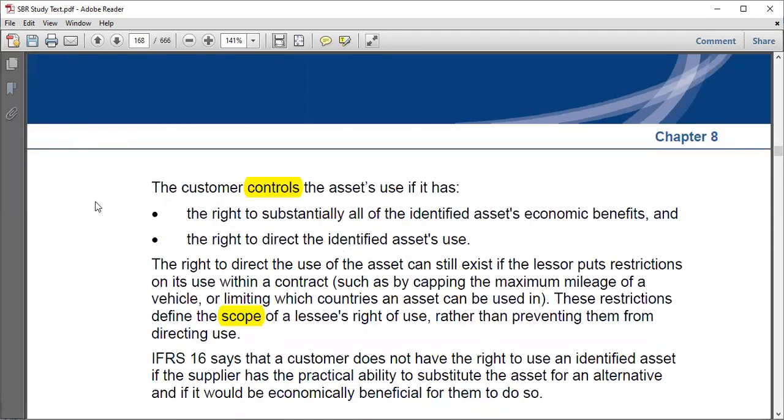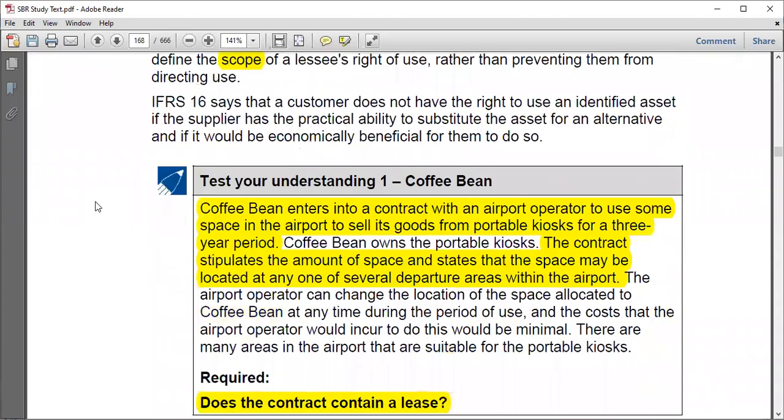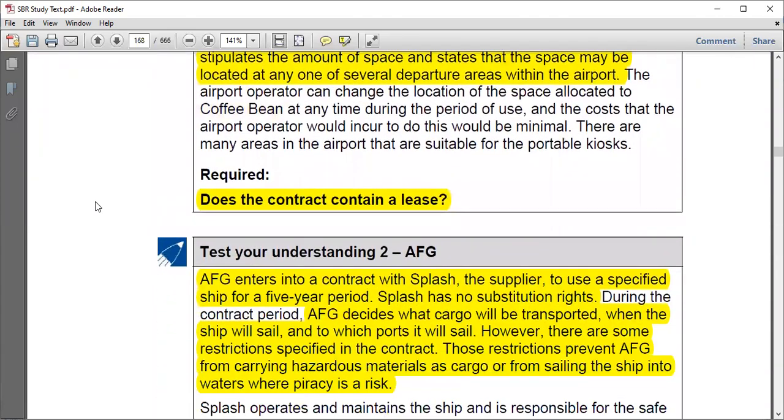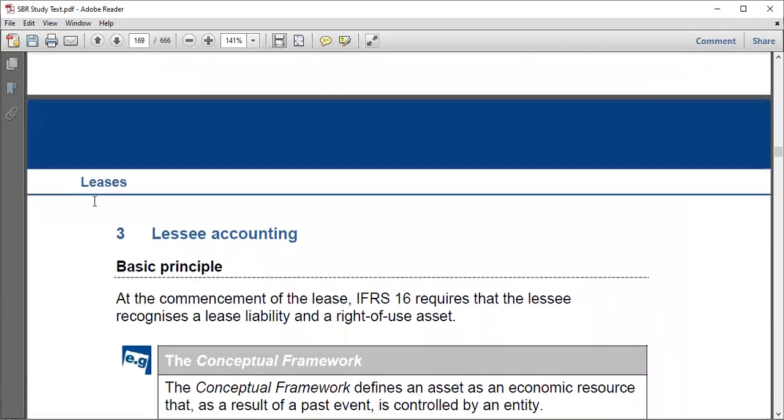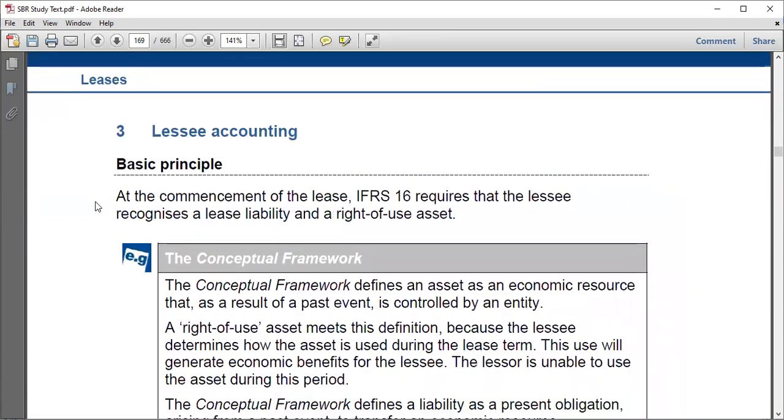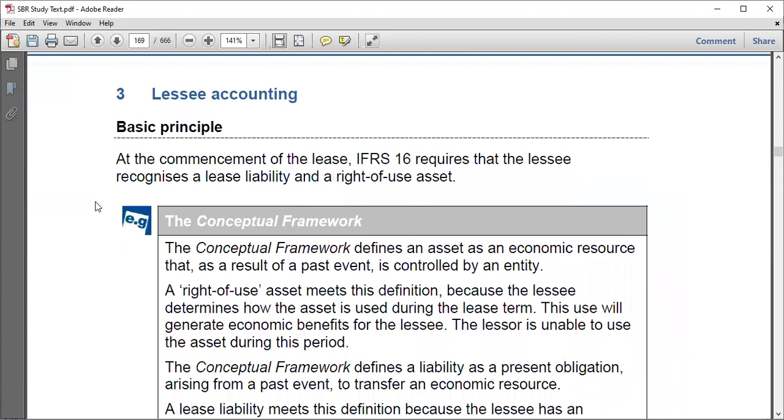Okay, now we are done with explanations, a lot of talk. Now let's go to real business. We're just now getting to real business. We have lessee accounting, we have lessor accounting, and we have sale and leaseback. After that, the standard is over.